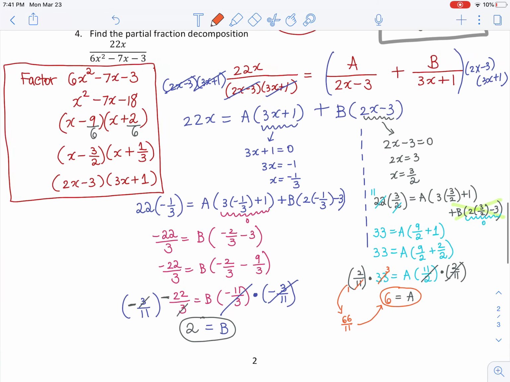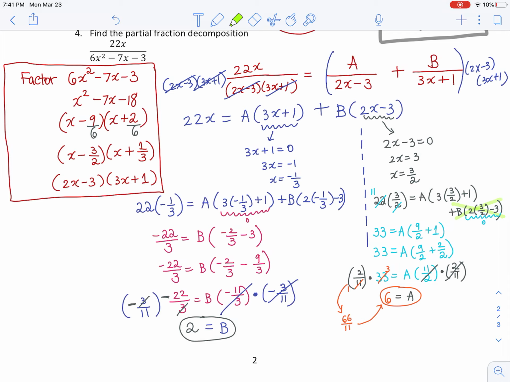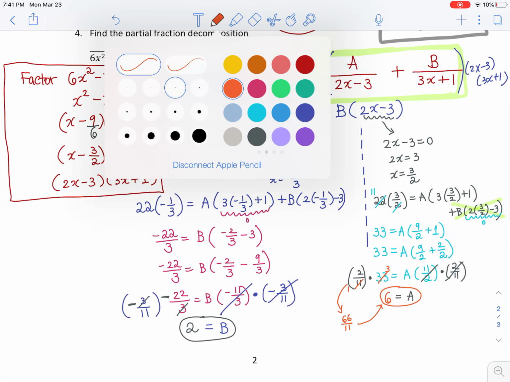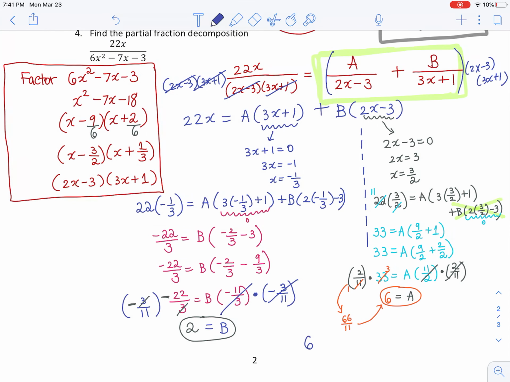So let me write my final answer for this slightly longer problem. And if you're wondering, how do I write that fraction? The key was right here, remember? So all we're going to do is replace this a and b with the two answers that we found. So here we go. The final answer is going to be 6/(2x minus 3) plus 2/(3x plus 1). Okay, and that's how you do your partial fraction decomposition.